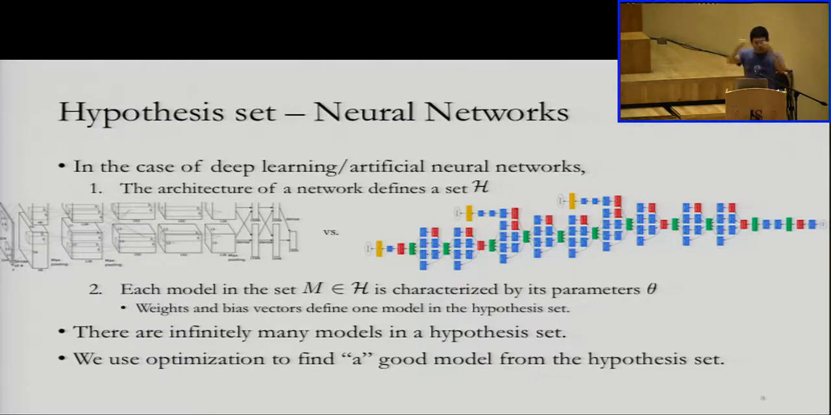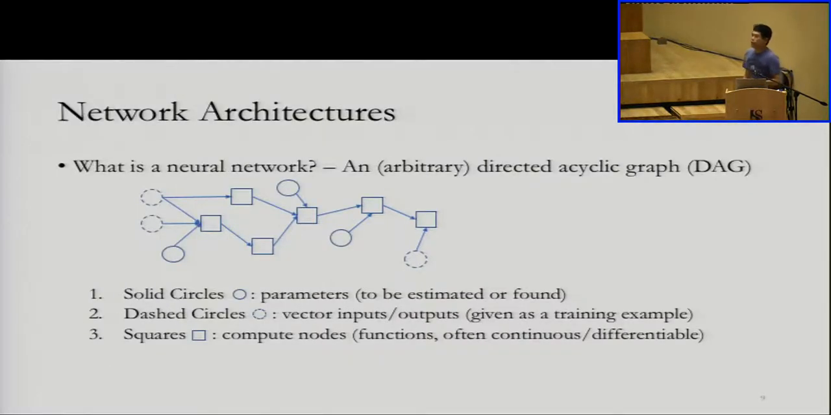And then inside each hypothesis set, in the case of a neural net, each point in the space is characterized by the parameters, or the weight values and bias values. You have already learned about it yesterday and so on. And there are infinitely many of them, so the optimization is quite tricky. But before going into the optimization, what does it mean to build a neural net?